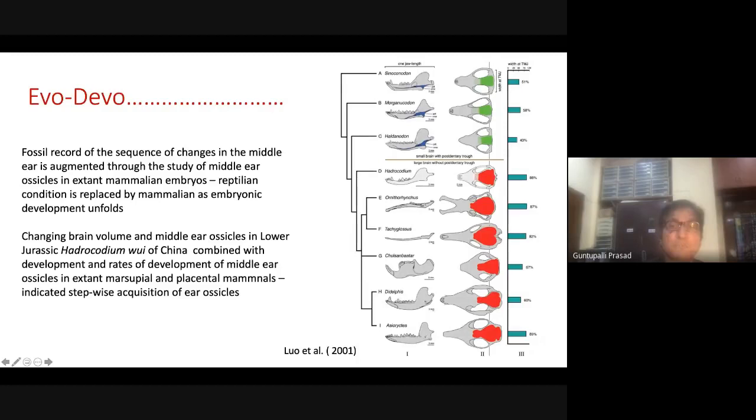So when this fossil was compared with all the early mammals and many of the modern mammals, it was found that it's a very primitive Jurassic mammal, but still it doesn't have any of these features which indicate that there were ear ossicles lying here. Those ear ossicles have already been shifted to the middle ear. So these are some of the things that you can actually make out or understand by integrating both biology and paleontology.